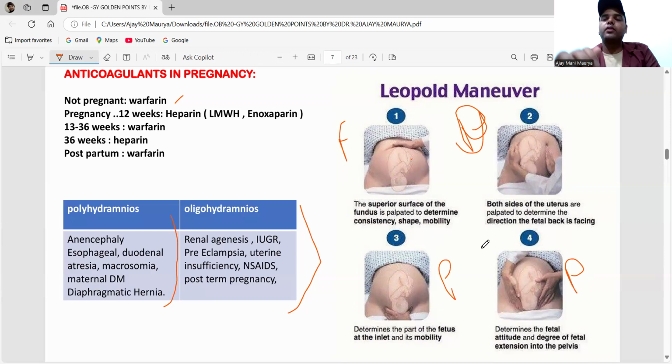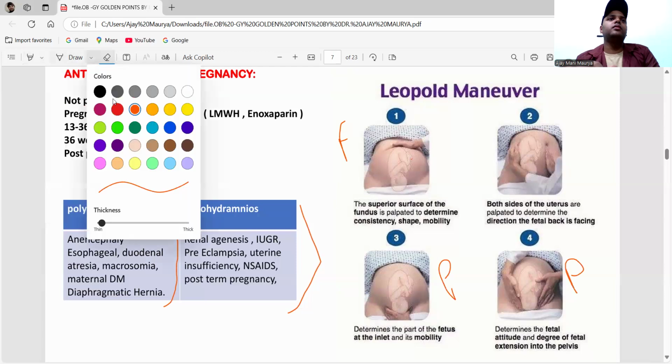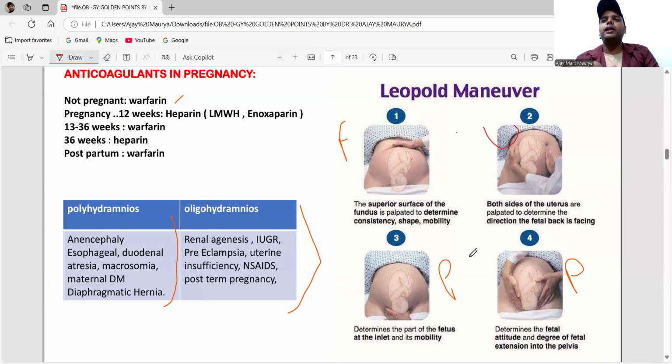Okay, now, fundal. This is the umbilical, pelvic, and the pelvic. Okay, done. This is the fundal, umbilical, pelvic, and the pelvic grip. Okay? You have to remember, guys. They will just give the images, and then you have to identify. Okay?